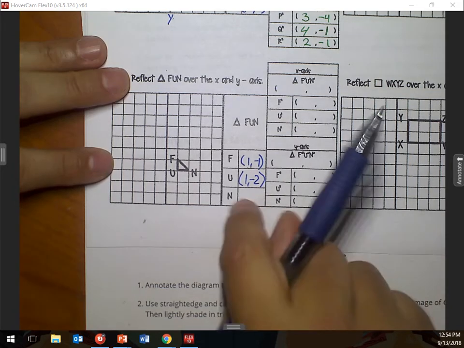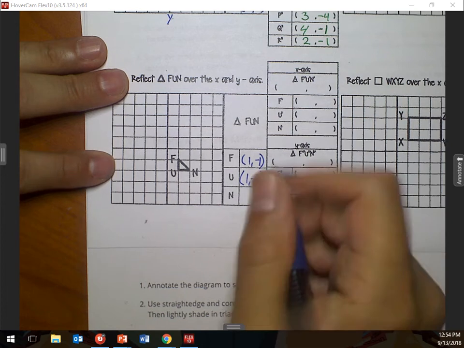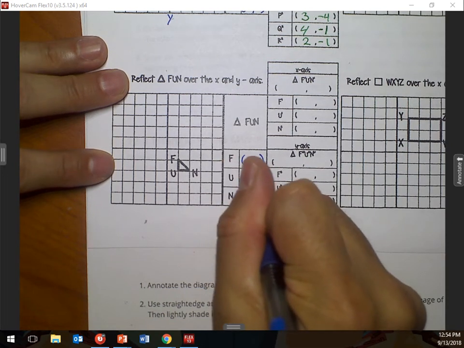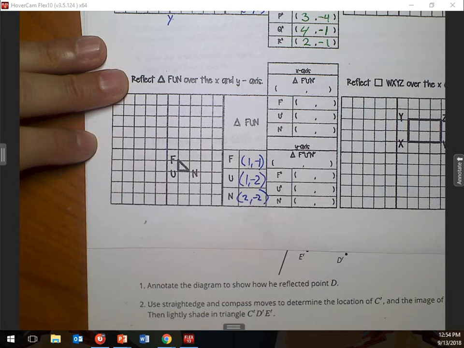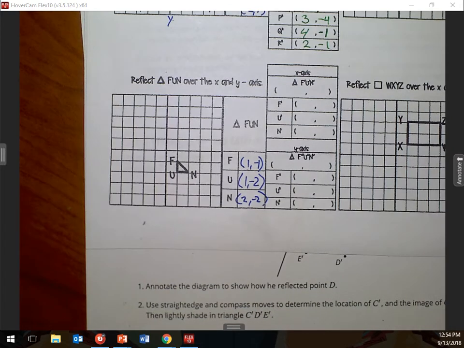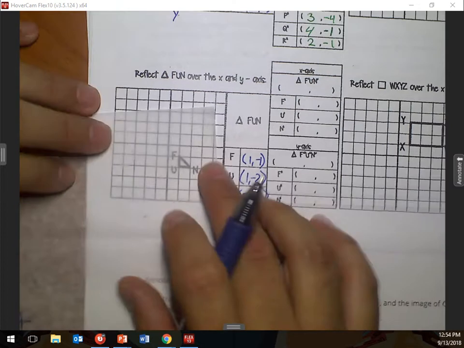All right, so N, where's N? Two, negative two. Okay, so now let's start. I'm going to grab a nice spot of my paper and I'm going to use that.